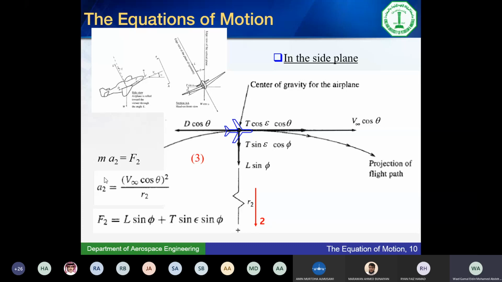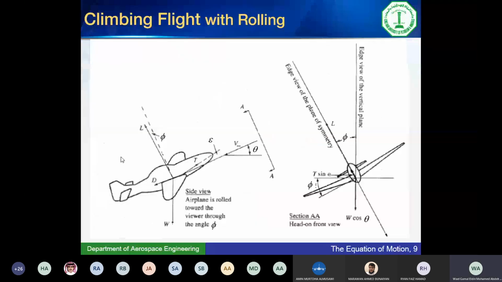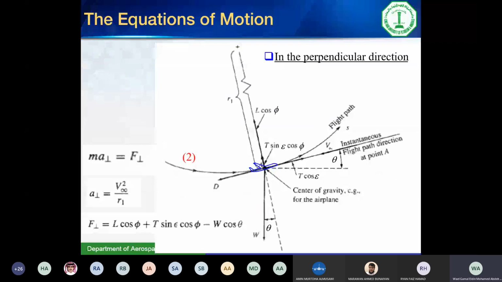So if the R is infinity, then this value is 0. The acceleration is 0, so A2 will cancel. If the angles are zeros, then the sines are zeros, so this term will cancel. So the forces will cancel, A2 will cancel, so equation number 3 will totally cancel. We don't have equation number 3. It's 0 equals 0. What about equation number 2? If you put the radius to be infinity, then the A normal will cancel. It's 0 because this is infinity.